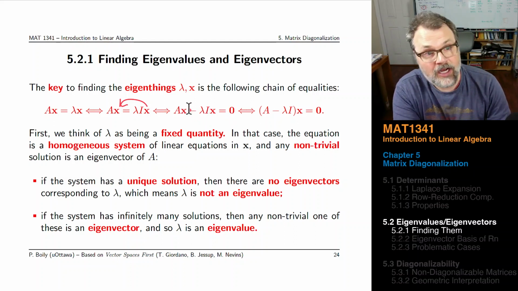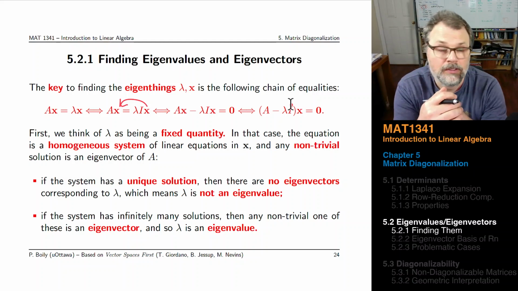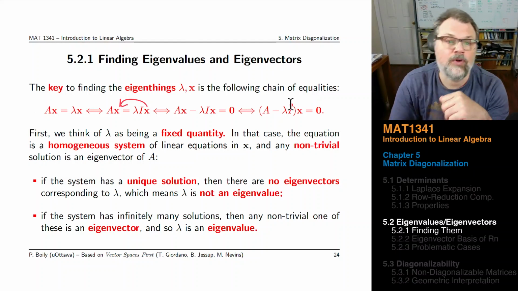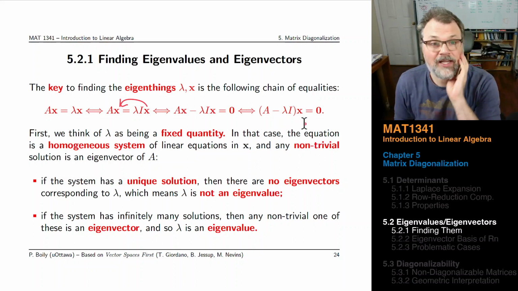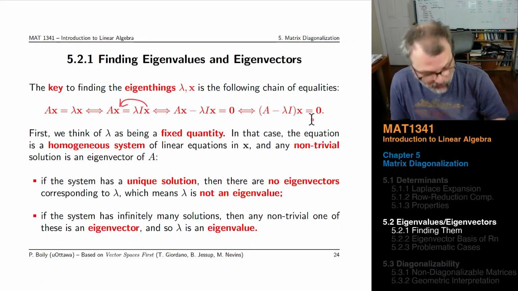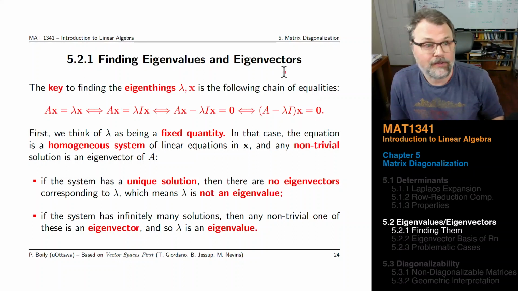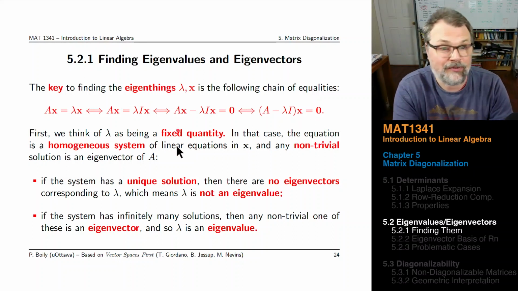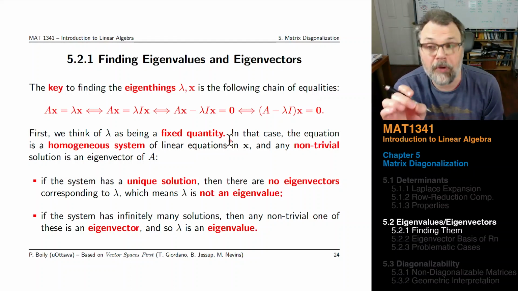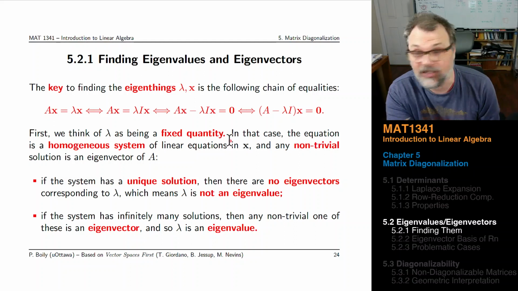And here there's a common factor of x to the right. So I'll extract the common factor. And I end up with (A minus lambda I) times x is equal to 0. Okay, so this is the system we're trying to solve. It helps to start by thinking of lambda as a fixed quantity in the sense that we don't know what it is, but it exists and it's fixed. It's not changing.